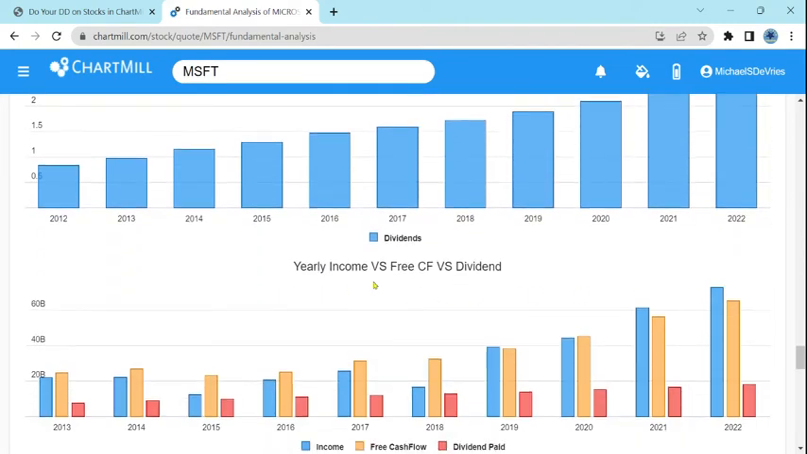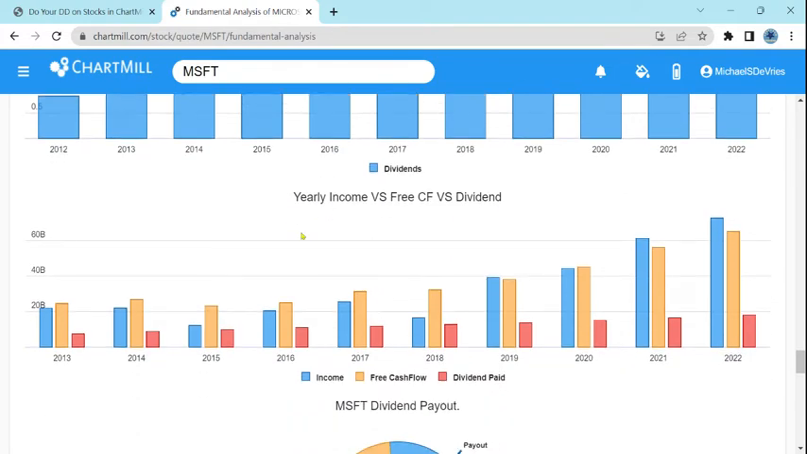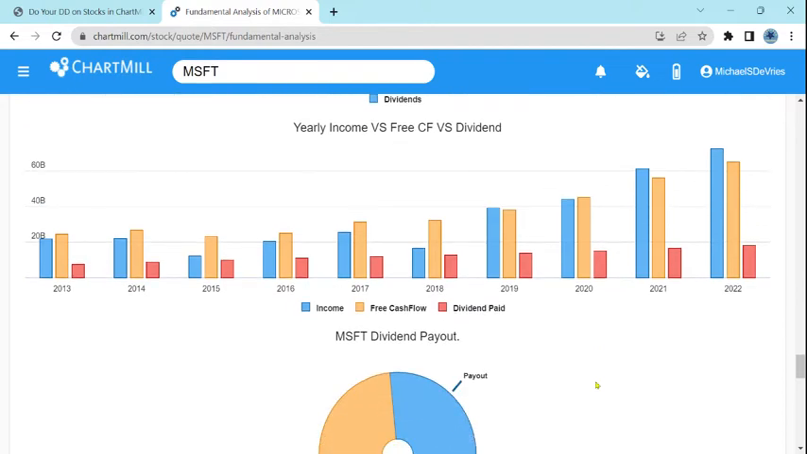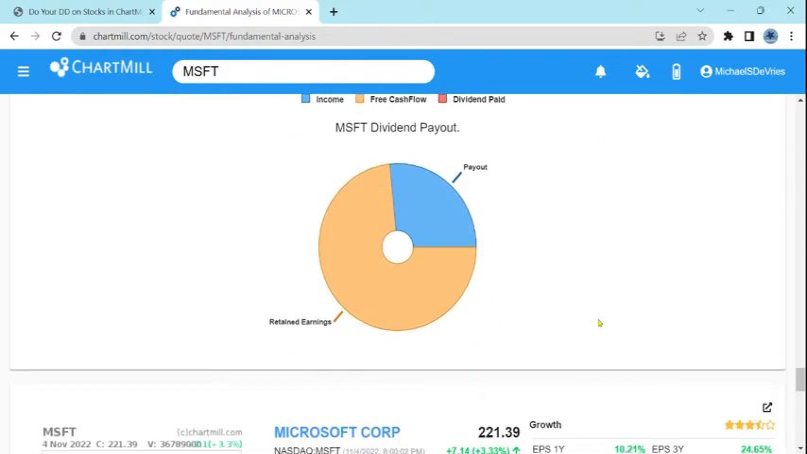And we can see the income versus free cash flow versus the dividend. So again, this tells us how sustainable is this dividend. It shows the income in blue, the free cash flow in yellow, and the dividend paid in red. So we can see the dividends growing a little bit. Revenue looks like it's generally growing. Their income's generally growing better, and their free cash flow is growing. So again, all those things seem to indicate that that dividend should be sustainable.